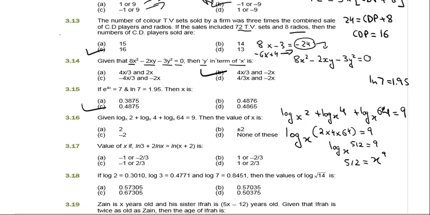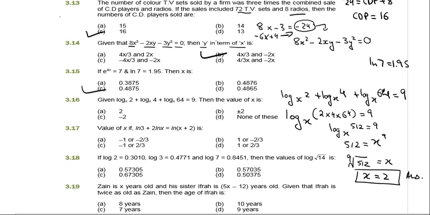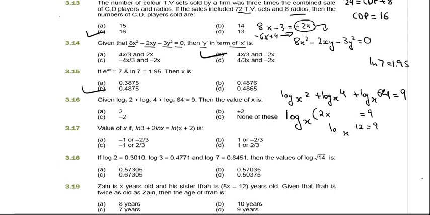X power 9, when it goes to the left hand side, it will be the 9th root of 512 is equal to x, and x will be equal to 2. This will be my answer. x is equal to 2 is the answer, so my answer to 3.16 is A.